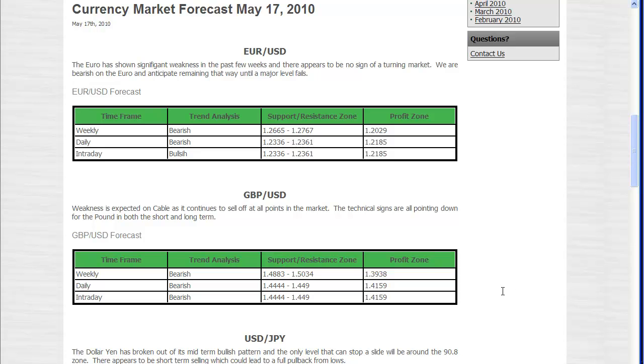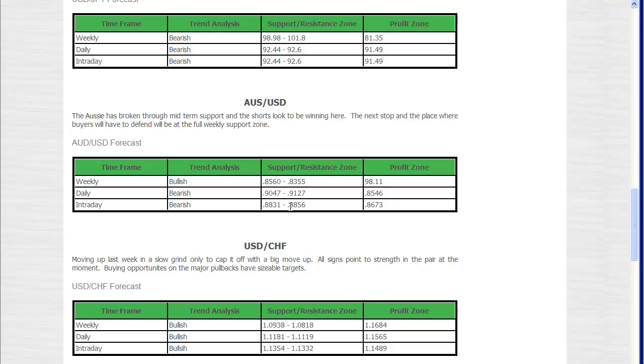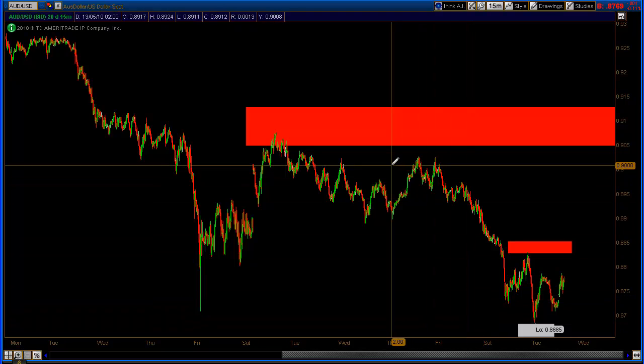If we scroll down here to the Australian dollar, US dollar, we have bullish on the weekly. Daily was bearish from 90.47s, and the intraday was bearish from 88.31s to a target of 86.73. Now if we go to the chart, this is a 15-minute chart.